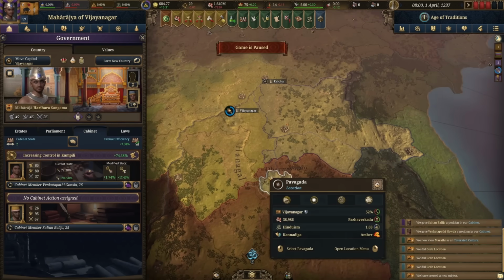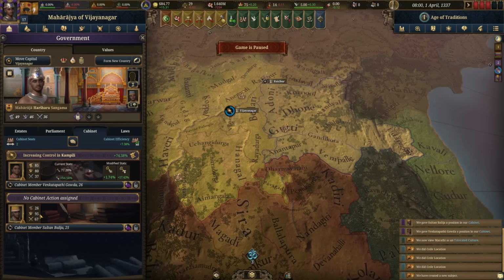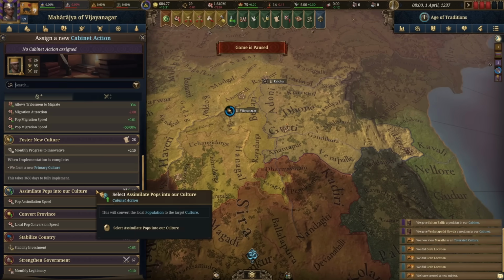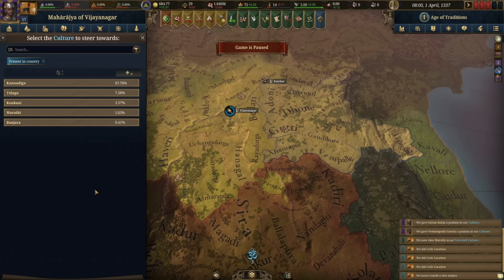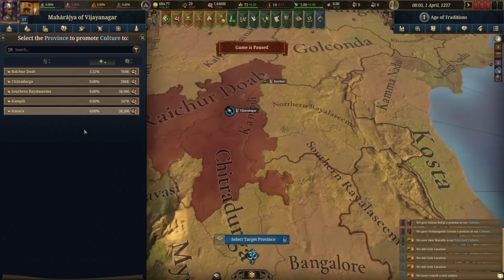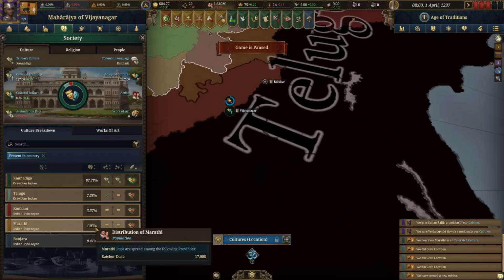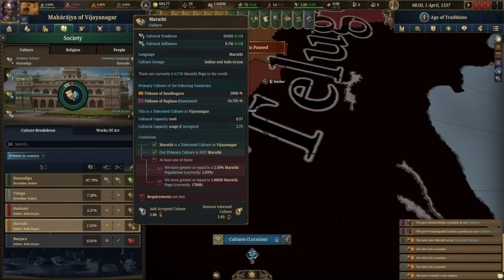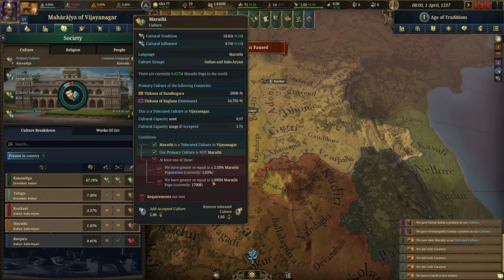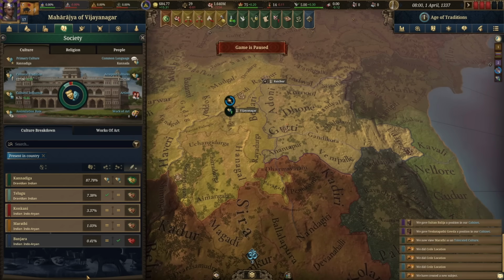And if you have higher control, you culture convert faster. And of course, our second dip person is going to be assimilating pops into our culture. Now, you can actually pick which culture you assimilate into, and in our case, of course, we're going to be assimilating into Marathi. The reason we need to do that is to promote them beyond that 1%, into an accepted culture, which means we're able to free them. We're going to need to have them at 2.5% or at least 1 million pops. And obviously, that's a bit harder to do. So yeah, that's what we're going to be working on now.